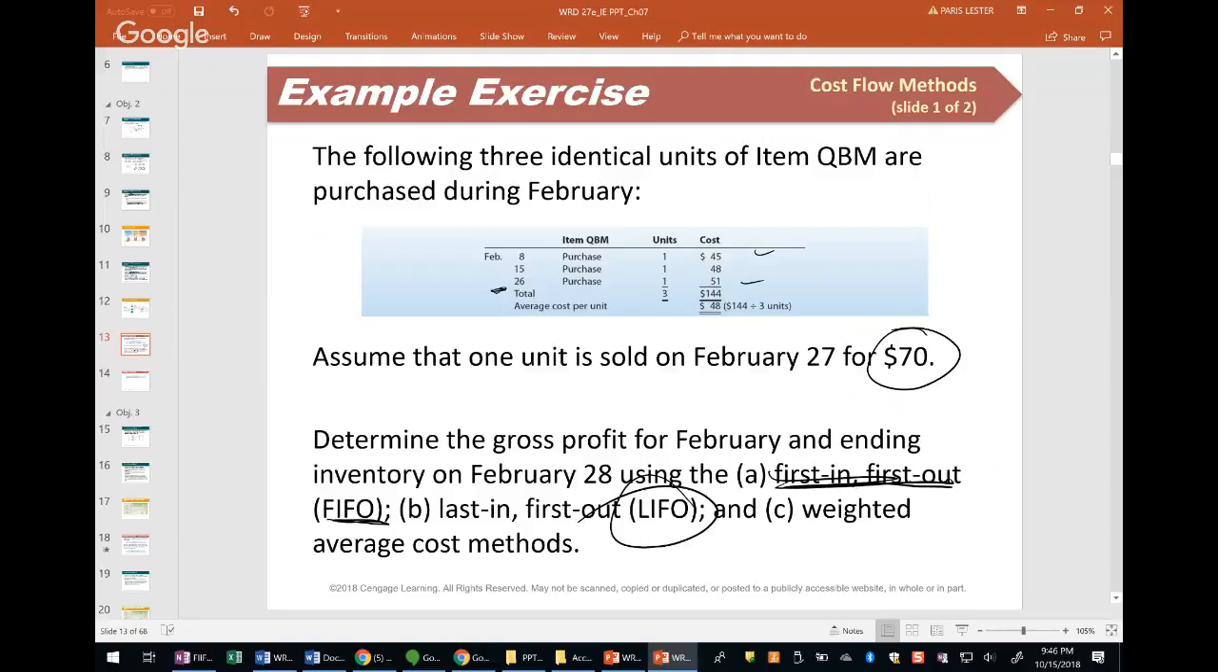Under FIFO, we subtract $45. How much profit would we have? 70 minus how much? Now, but if we use last in and we subtract 51 from 70, what's our profit? It makes a difference what our profit is. It makes a difference what our inventory is, doesn't it? So we always go with FIFO and then we make more profit.